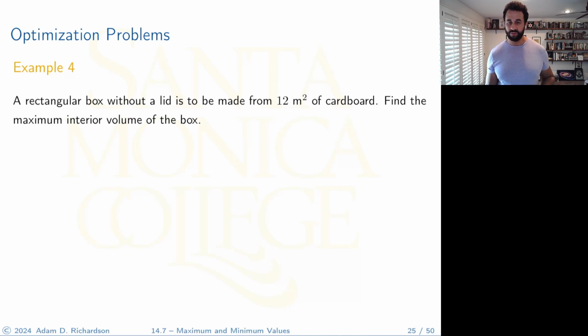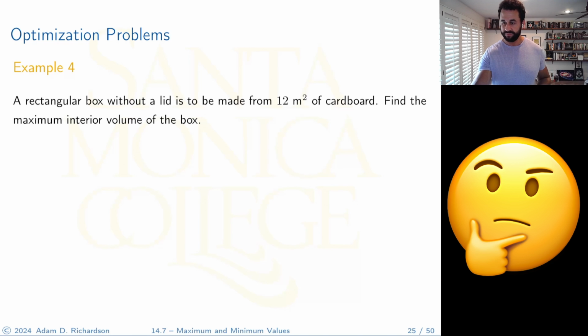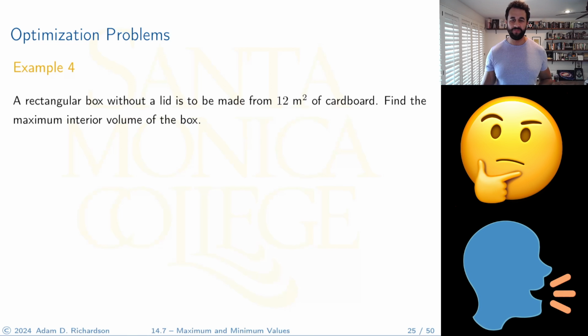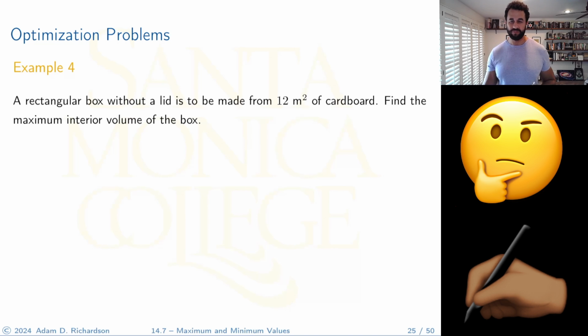Okay, a rectangular box without a lid is going to be made out of 12 meters squared of cardboard. Find the maximum interior volume of the box. Okay, so if you want to try this one on your own, feel free, but at least start by thinking about how you might begin. Now try to say something out loud that will suggest what you might do first to begin. Okay, and now try to work it out on your own, and we'll do it together.